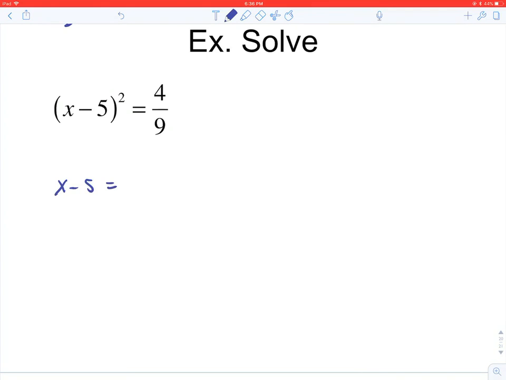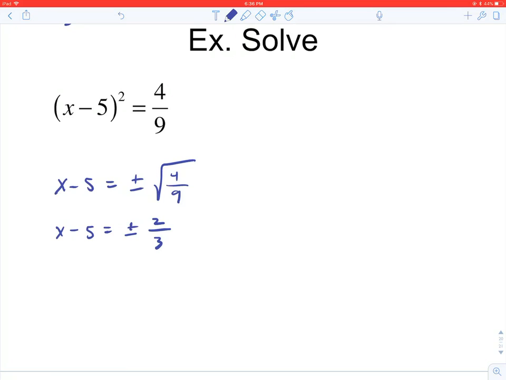Okay, so we take the square root of each side. We'll get x minus 5 equals plus or minus the square root of 4/9, which the square root of 4/9 is going to be plus or minus 2/3.